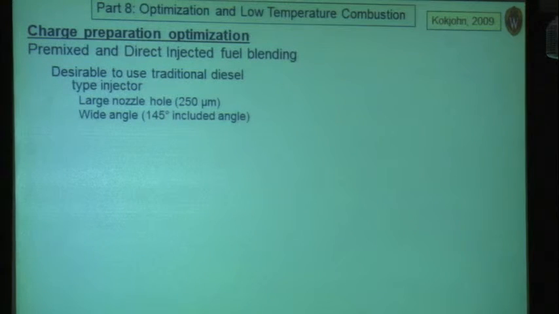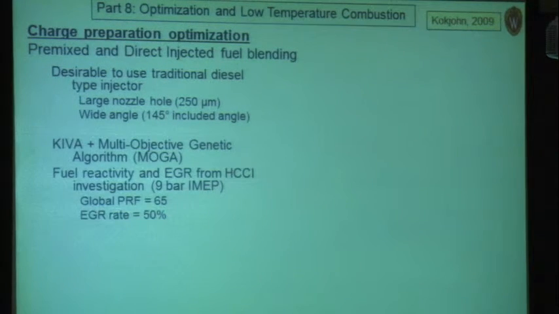So we thought, well, why don't we have fuel blending in the combustion chamber just to see what happens? So the idea here is we would have a premixed component of the fuel that would be introduced through, say, a port fuel injector. And then we would direct inject a more reactive fuel that would mix with the less reactive, premixed fuel. We decided to use a traditional diesel injector.